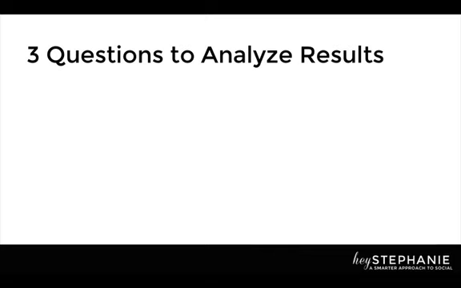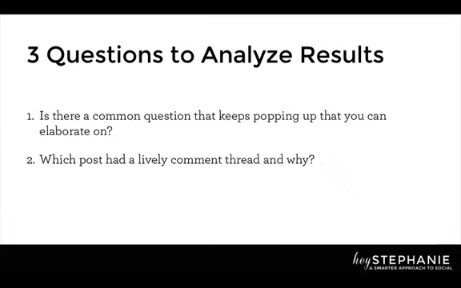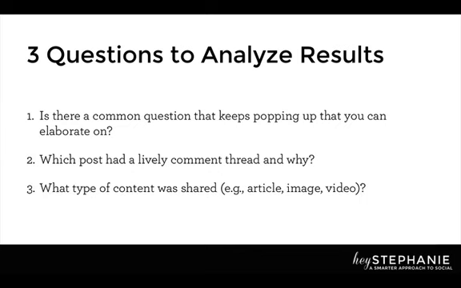When you go through each search query, here are a few questions you should ask when looking at the results. So first, is there a common question that keeps popping up that you can elaborate on? If there seems to be a trend, there might be a reason for that. And it's probably because no one has given a really thorough or clear explanation for that specific topic. So maybe you can go ahead and leverage that. Second, you could take a look at which post had a lively comment thread and why. This is really great if you are doing a pros versus cons article, features and benefits, that type of stuff. That's always helpful.